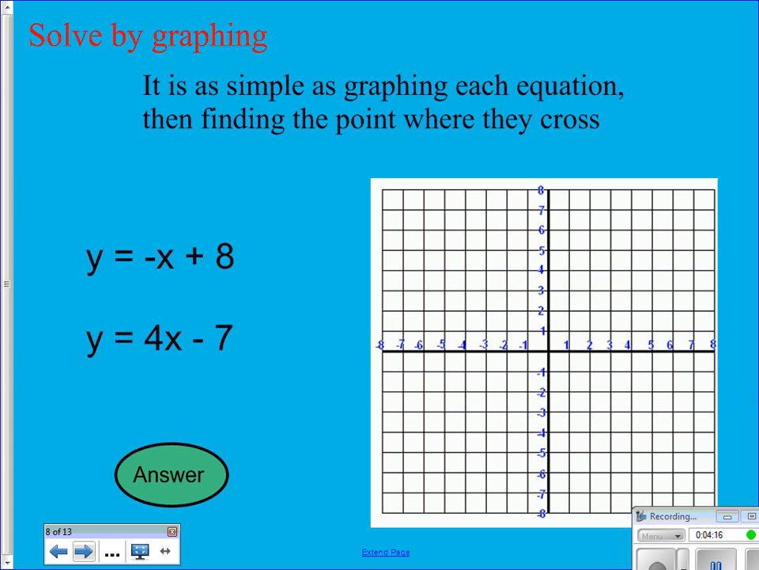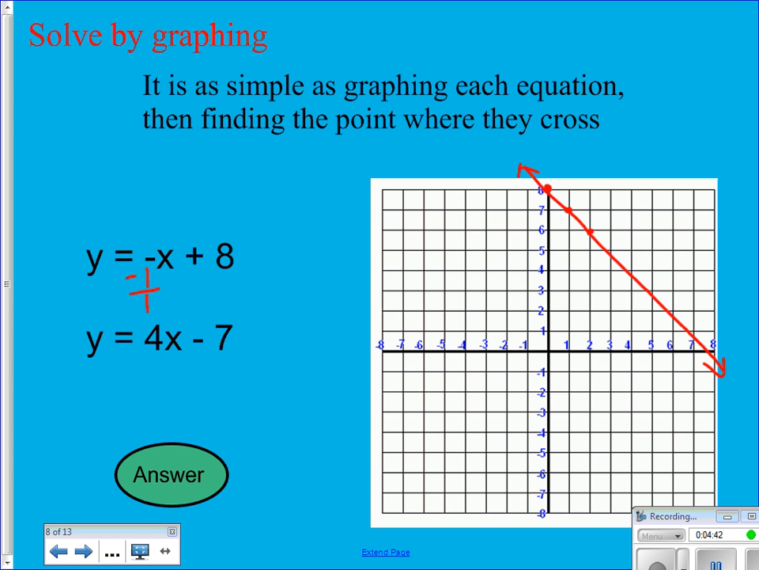So let's graph these two right here. So I notice that y is equal to negative x plus 8. So I'm going to go up 8 on my y-axis, and then my slope is negative 1, or negative 1 over 1. Which means I'm going down 1 over 1, down 1 over 1. So I can go ahead and graph that line.